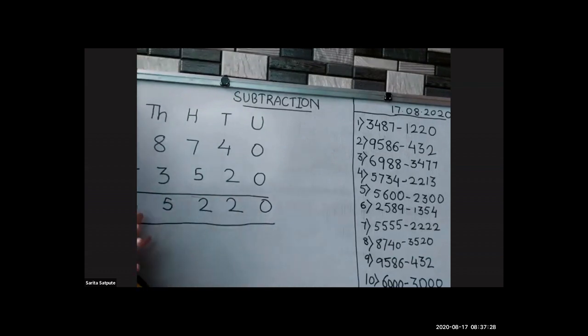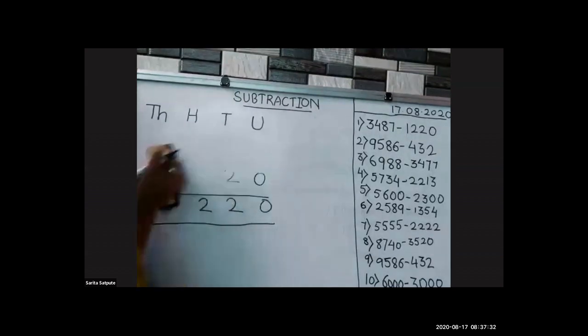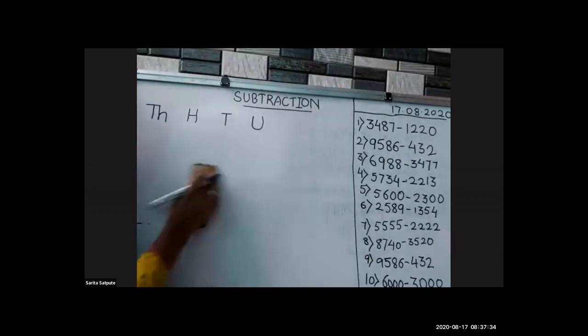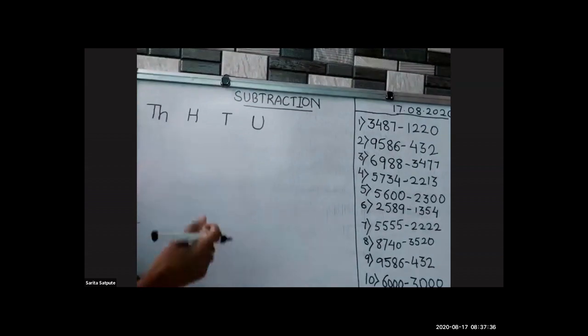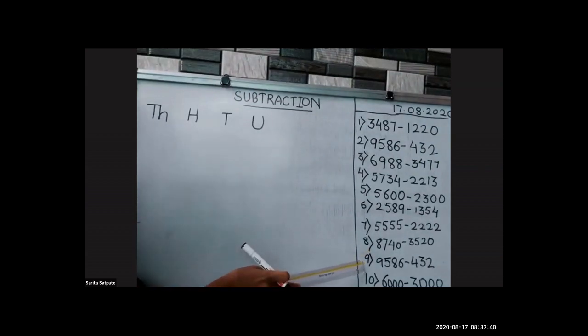5,220. Now, I think you have understood the subtraction, right? It's very easy. It's not that difficult. Now, let's move on to the next question. That is the ninth question. Anyone please read the question? 9,586 minus 432.